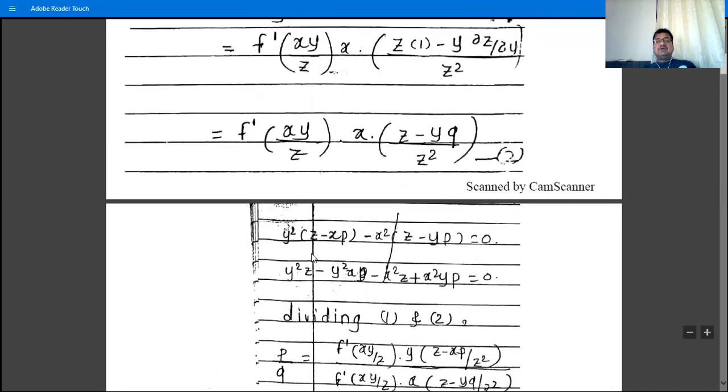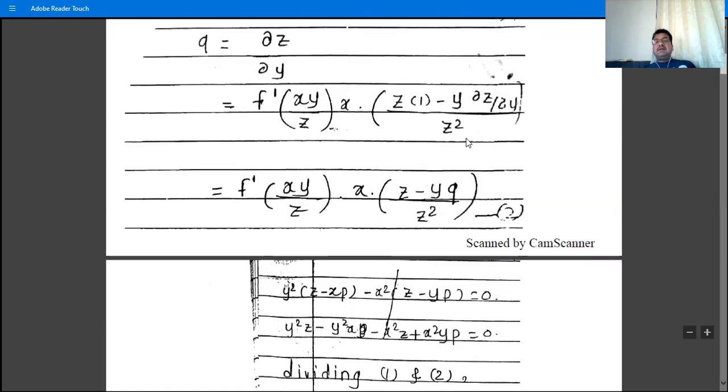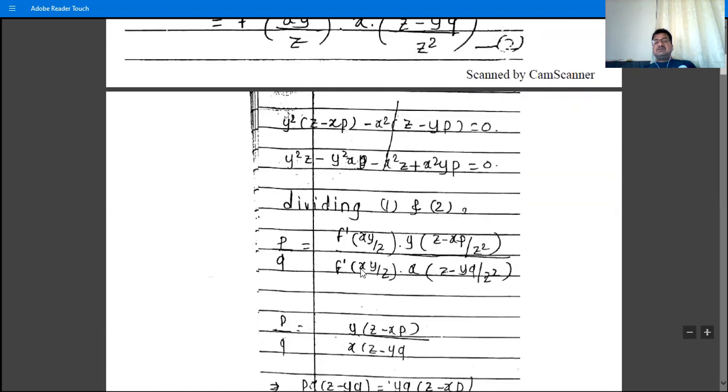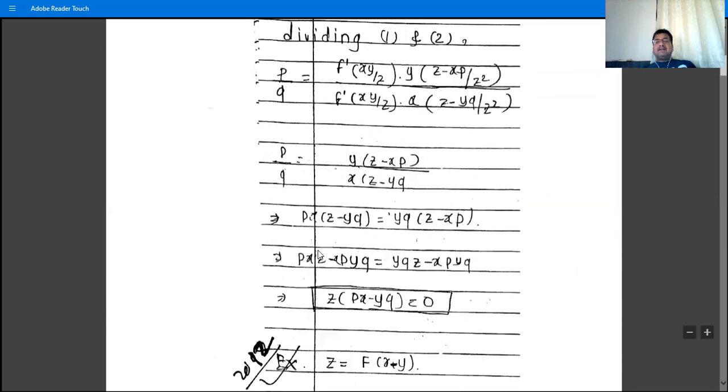So p by q is equal to f dash of x into y by z into (y z minus x p) divided by z square, and f dash of x into y by z into (z minus y q) by z square. So f dash of x into y by z becomes 0, and then y by x and z square get cancelled. So (z minus x p) divided by (z minus y q), and that is p. We have p x (z minus y q) is equal to y q (z minus x p).